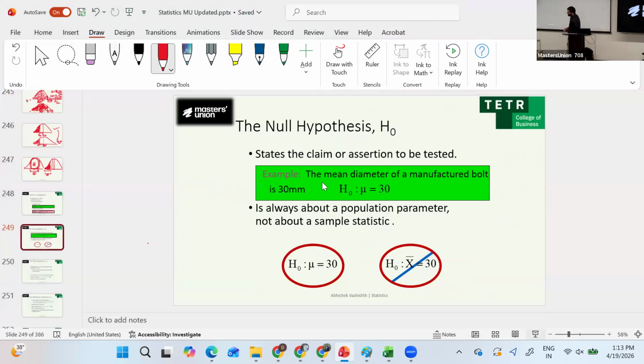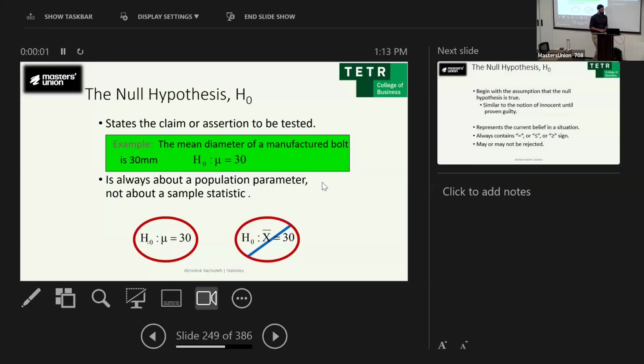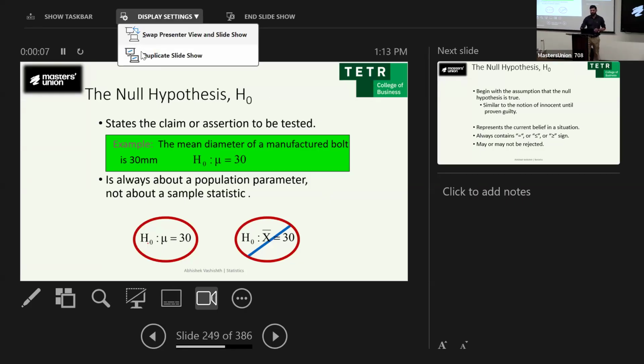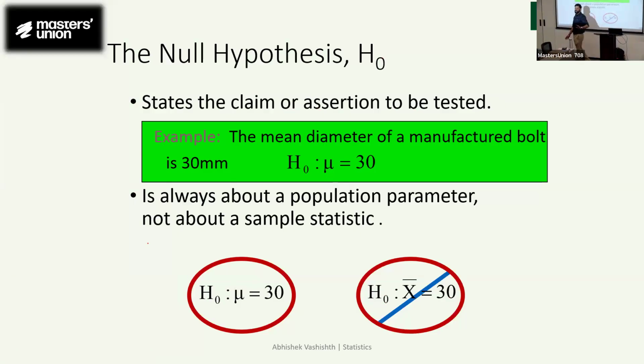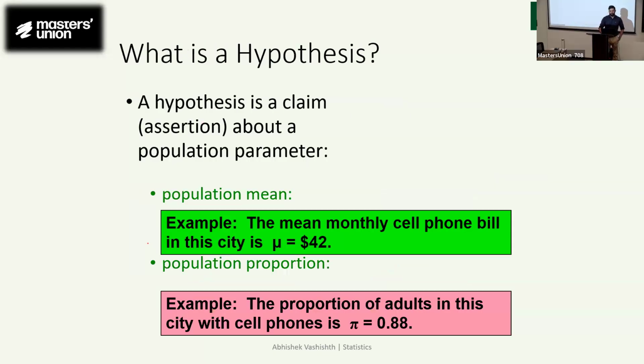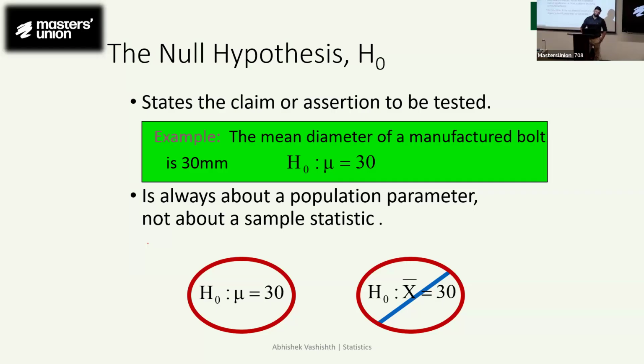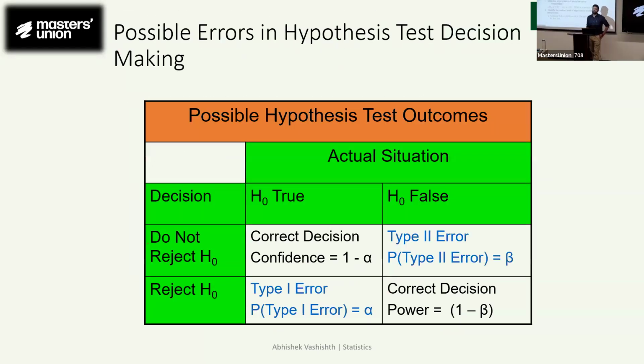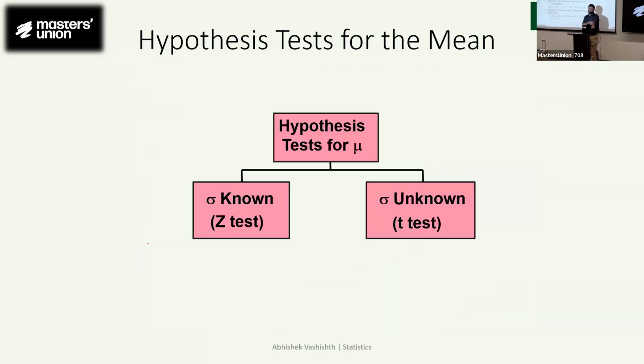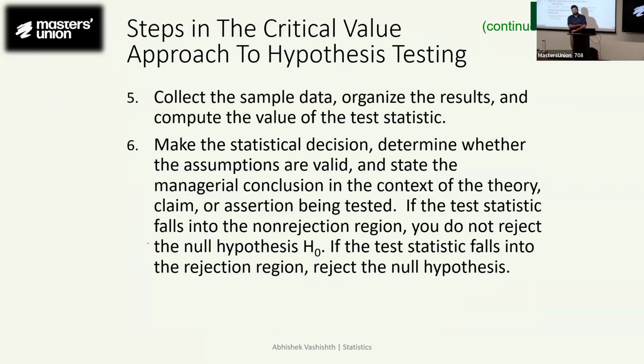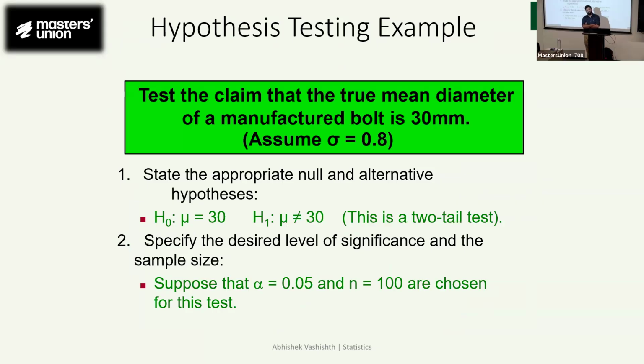So if this is clear, right? I want you to look at the question and now onwards, whenever we'll be looking at the question, I will assume that a few things are clear and I will ask you and you have to answer, okay? Read the hypothesis in this question. Test the claim that the true mean diameter of a manufactured bolt is 30 mm. Now, what is it that you have to test? Test the claim that the true mean diameter is 30 mm.